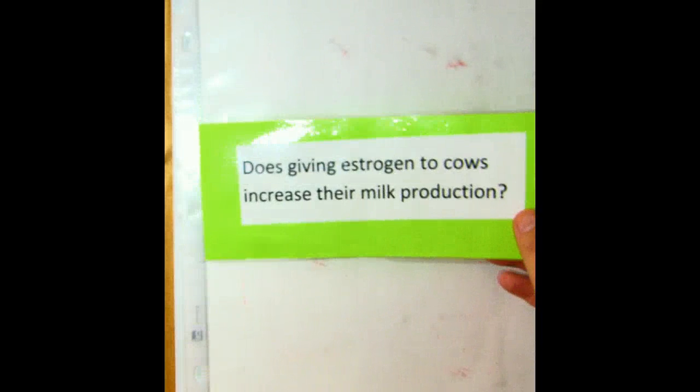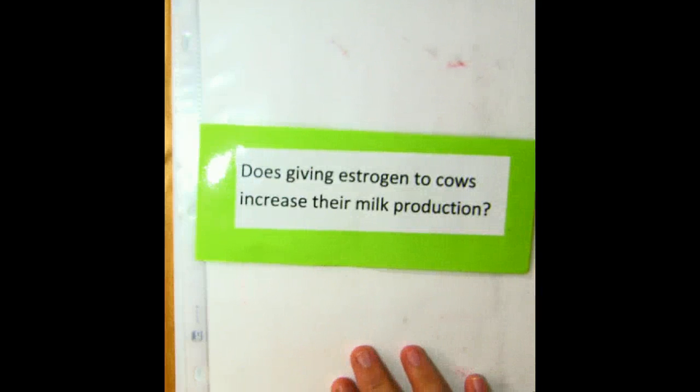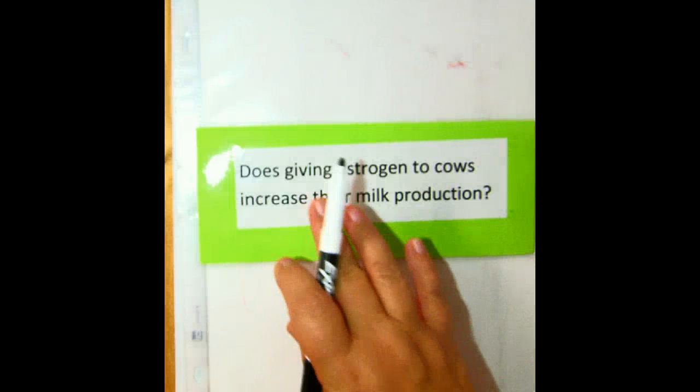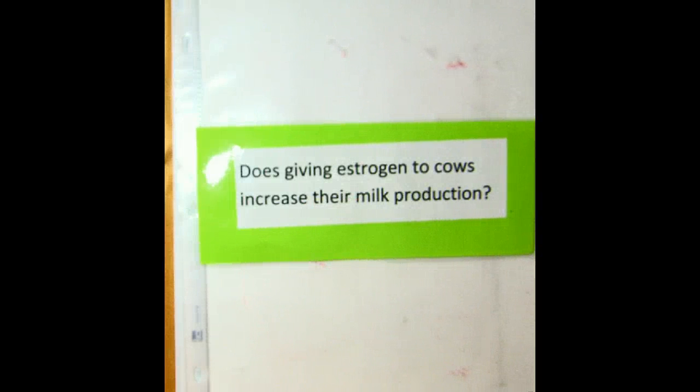Okay, so I just want to review a couple of the testable questions that we looked at and review the design of the experiment. What I wanted you guys to get out of this was to look at a testable question and understand how you could test it, okay? So this one: does giving estrogen to cows increase their milk production?